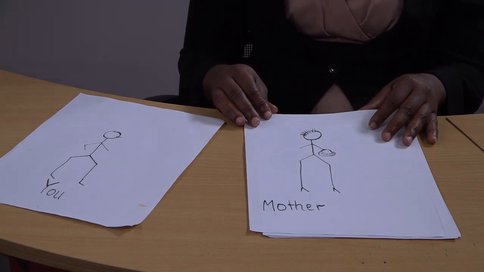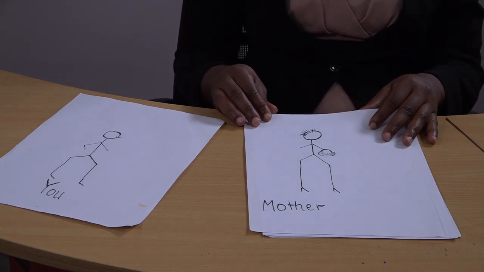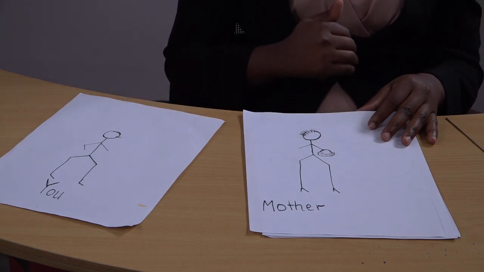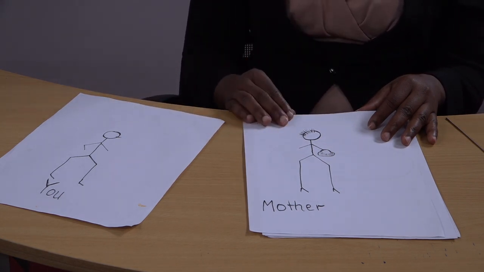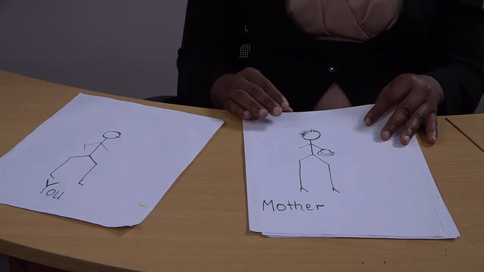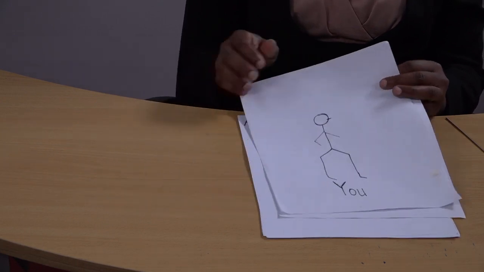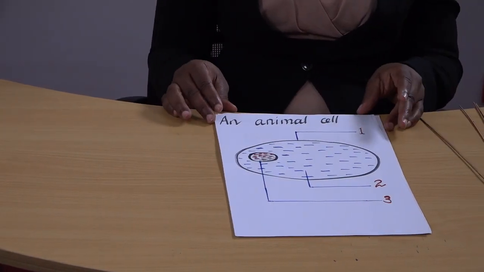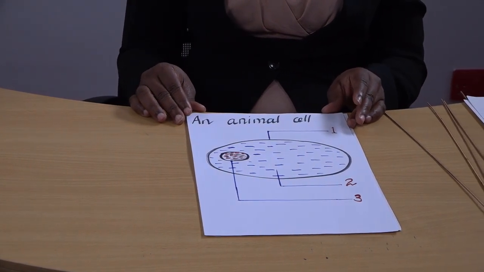and this is how the cell membrane works. That is to say, the cell membrane allows some materials to come in and others to go out, but not all. That is what we call semi-permeability of the cell membrane. Let's ask ourselves, where is the cell membrane located?